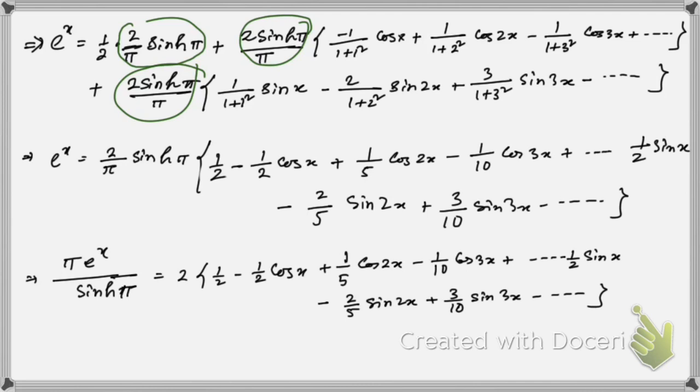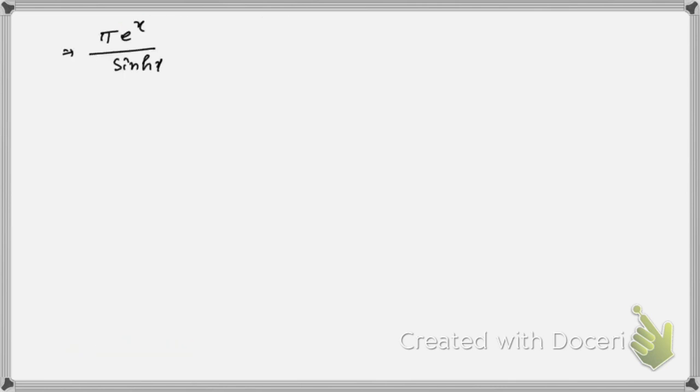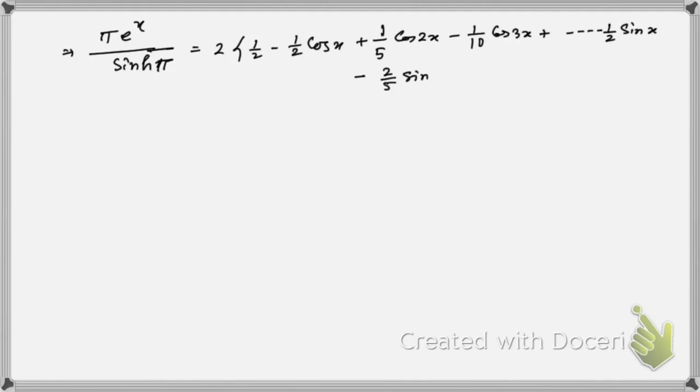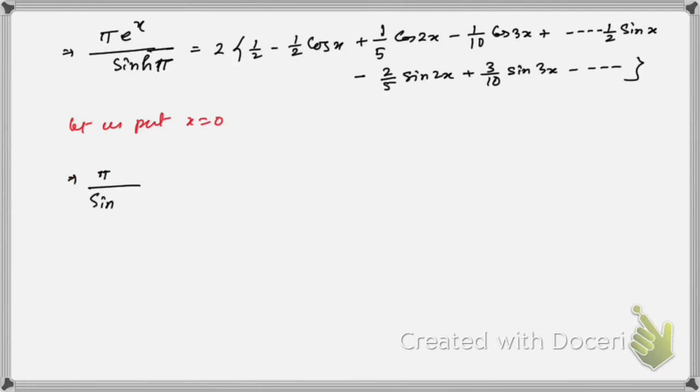So now what we're gonna do, that we're gonna need a series for pi sine hyperbolic pi, right? So that's why we're gonna put e to the power x. So we're gonna put x is equal to 0, right? We're gonna put x is equal to 0. Let me go to the next slide. So here is the last line, last step we have got, and here let us put x is equal to 0, and doing so we have got this result. Putting x is equal to 0, we have got this result, right?